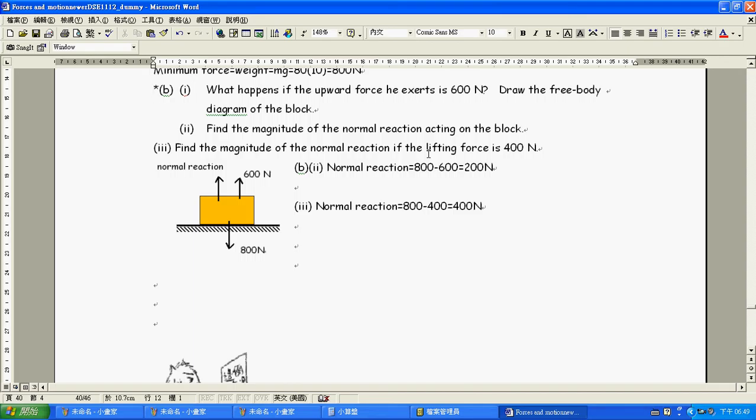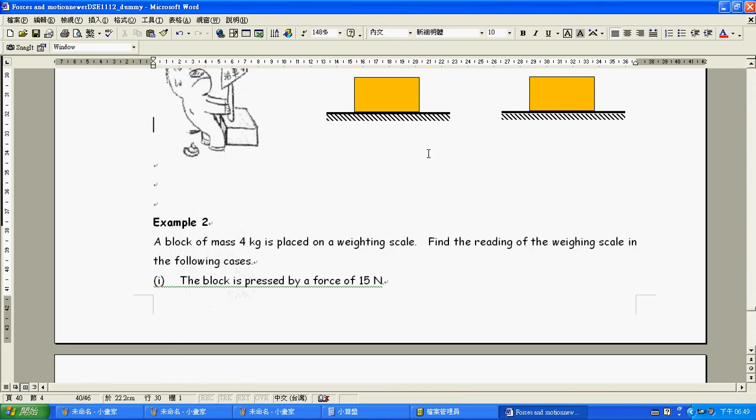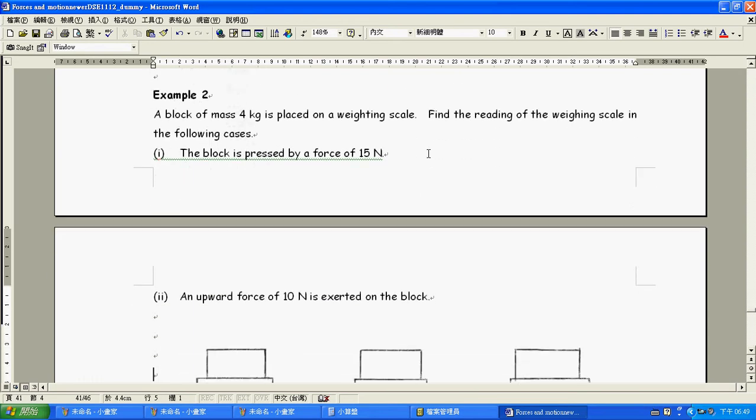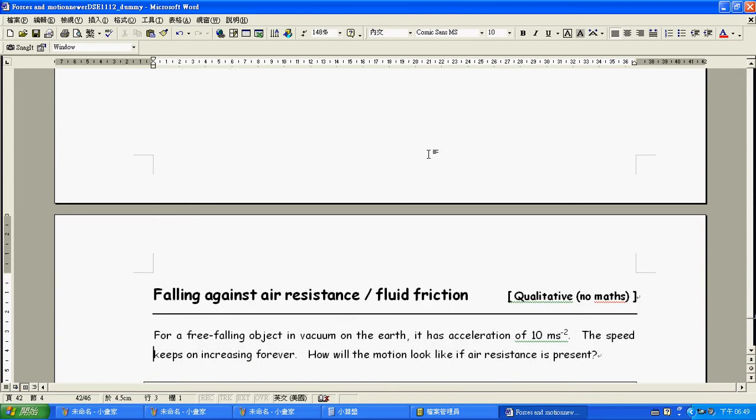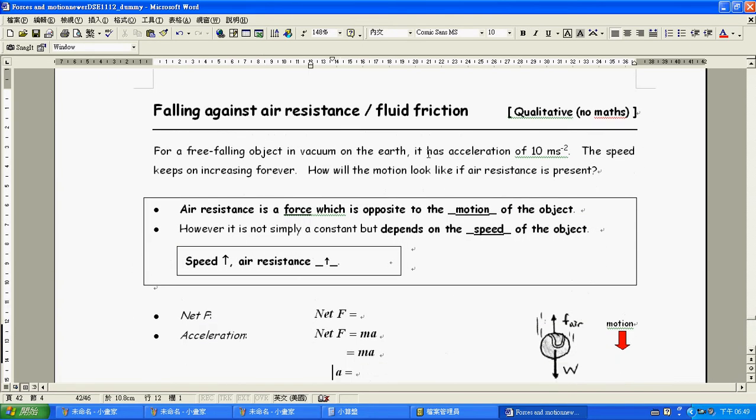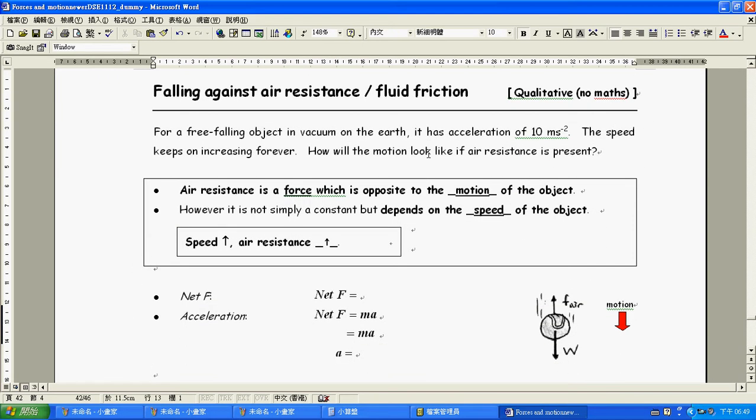In the last video, we were here, and the next example, example 2, is left as an exercise for you. So in this video, we start with the page with the title "Falling Against Air Resistance" or "Fluid Resistance" at the top of the page.